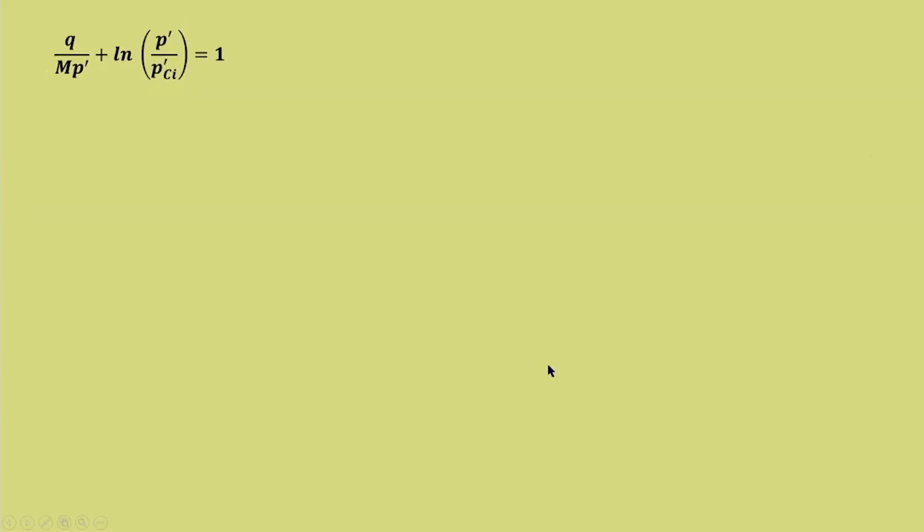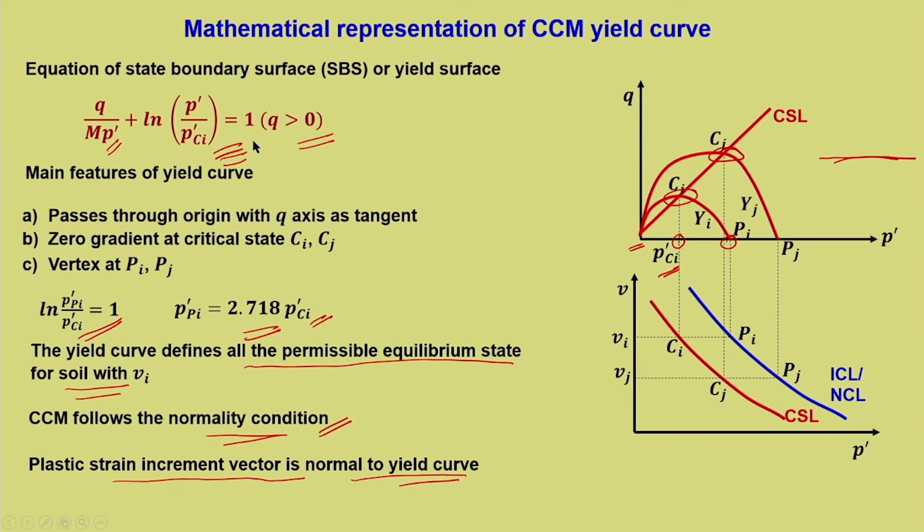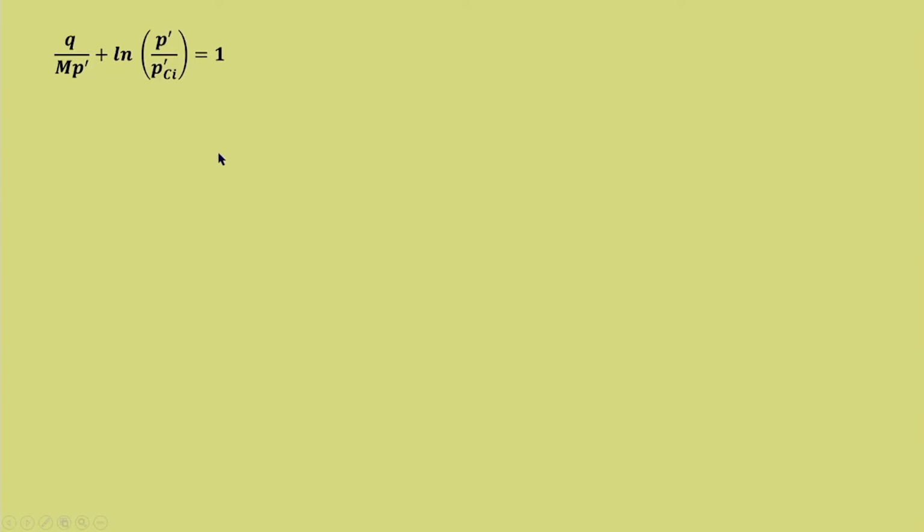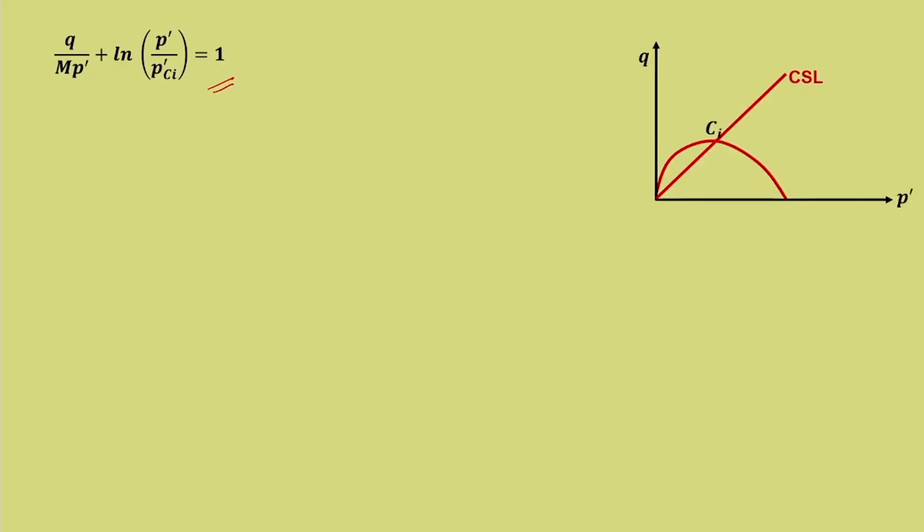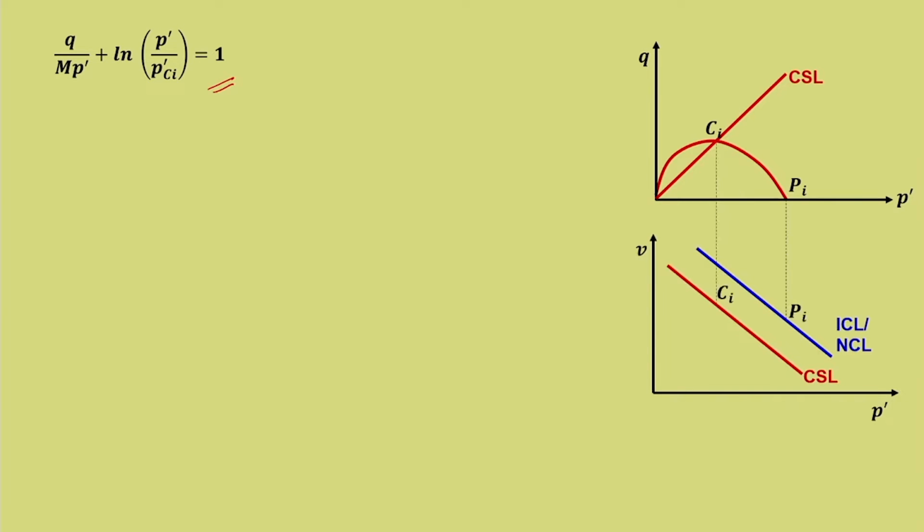Now, let us again start, referring to the same equation here. Let us start with this particular equation, q by M p dash plus ln p dash by p dash ci equal to 1. So, we will start from here. This is the yield curve, and this is Ci, Pi, and this is marked. Now, we have understood one part. Now, we are slowly adding another part here. What is that part? That is the unloading line or the elastic component line. Where does it fall with respect to whatever we have discussed?